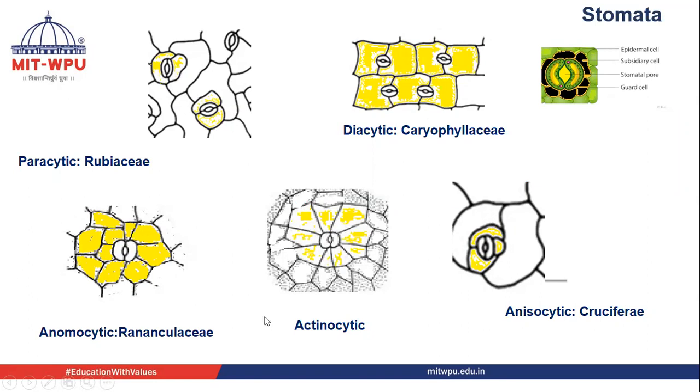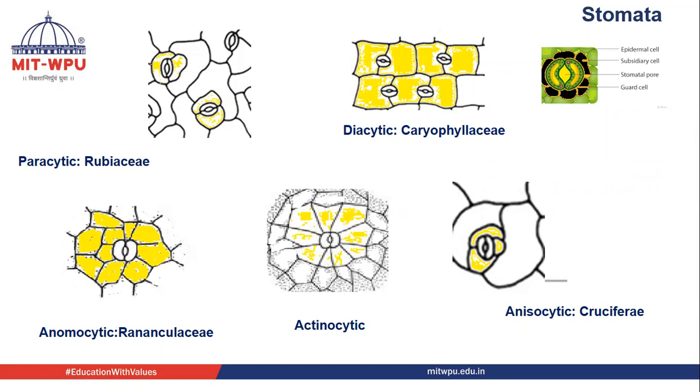Now anomocytic stomata and actinocytic stomata. Here guard cells are surrounded by five or more than five subsidiary cells. The difference between both is that in anomocytic stomata, the subsidiary cells and epidermal cells are not different from each other; the shapes are similar, so we are not able to differentiate between them. In actinocytic stomata, the epidermal cells are different from the subsidiary cells. This is the difference between anomocytic and actinocytic stomata.